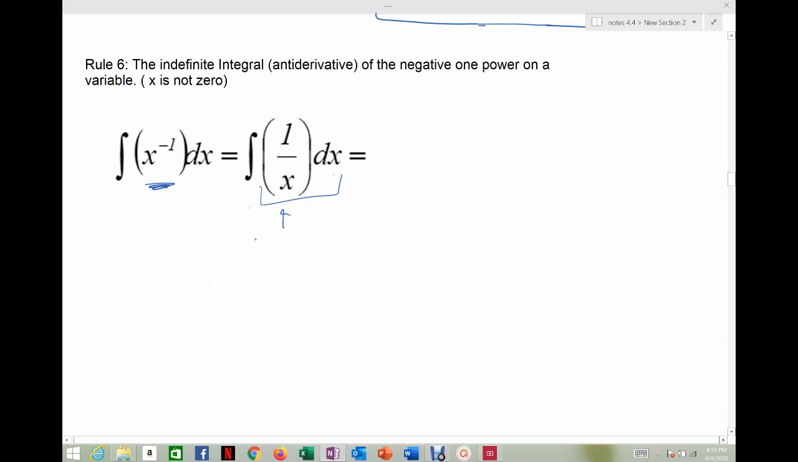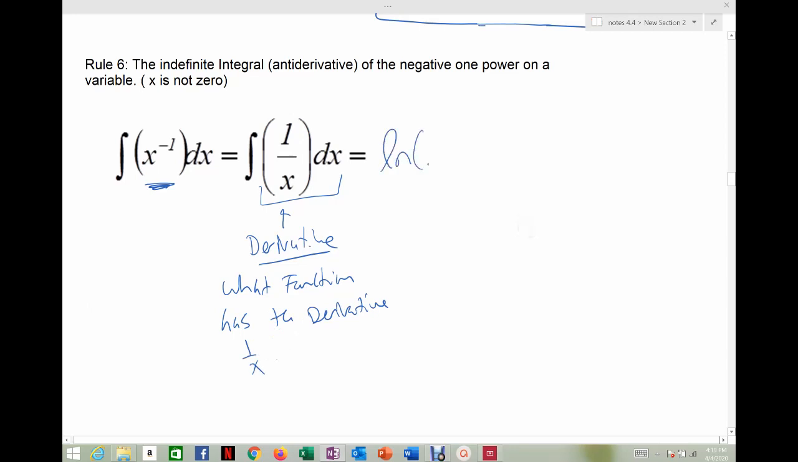This is a derivative. What function gives the derivative 1 over x, right? It's our special natural log. So it's the natural log of x plus some constant if x is greater than 0.